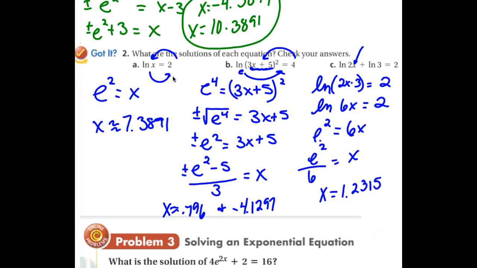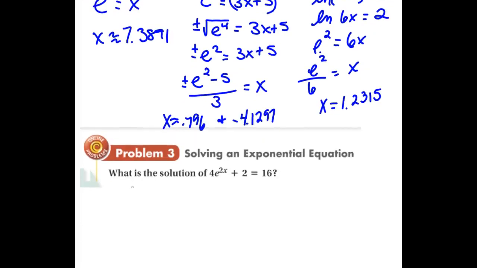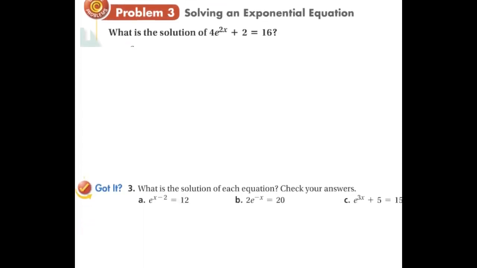All right. We are going to shift now to solving exponential ones that have multi-steps here. What would our first step be? Subtracting the 2 would make sense. Subtracting the 2 gets me 4e to the 2x equaling 14. Then what do you think we should do? Divide out the 4. So e to the 2x equals 14 divided by 4, which is 3.5.